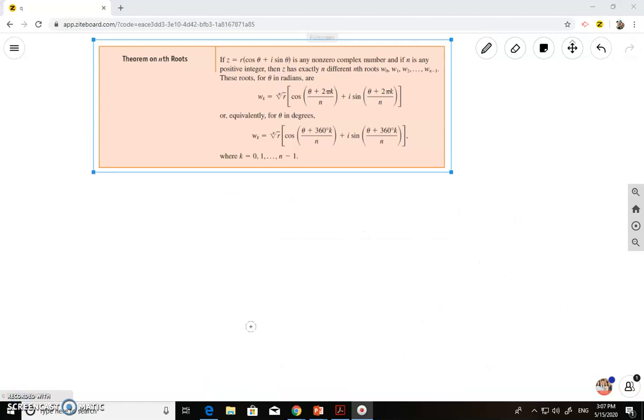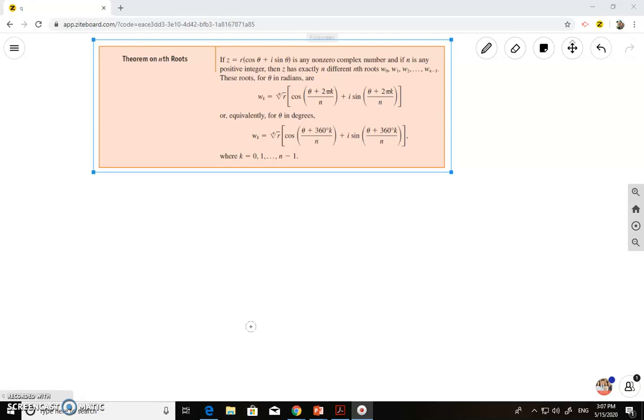Okay, let's go now to the theorem of the nth root. If Z is equal to r(cosine theta plus i sine theta) is any non-zero complex number, and if n is any positive integer, then Z has exactly n different nth roots. So y sub 0, y sub 1, y sub 2, up to y sub n minus 1. These roots for theta in radians are given, where k is any value.